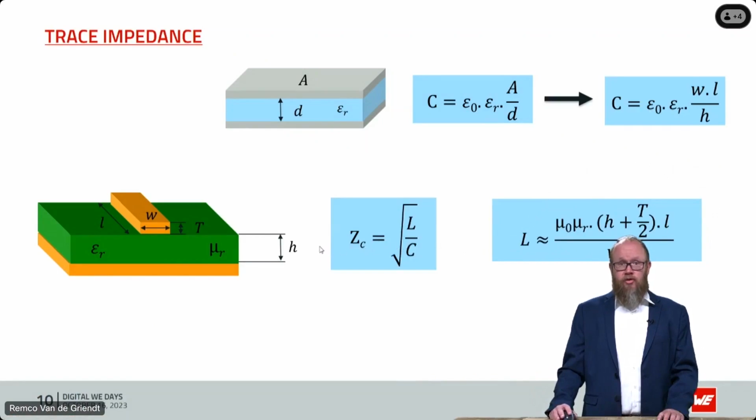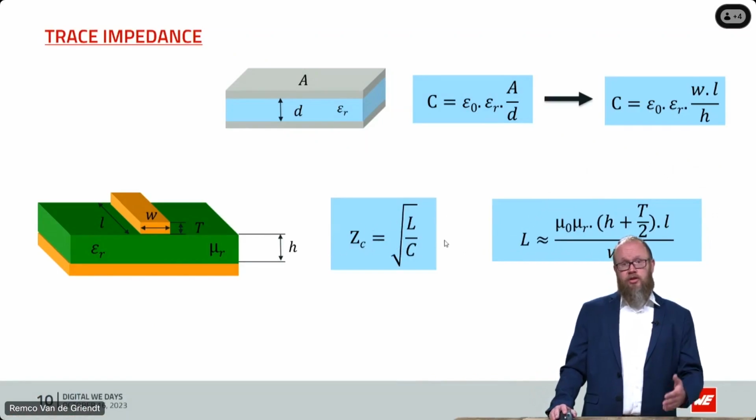Again, if we look into that, L over C, the square root of that, you get the characteristic impedance.